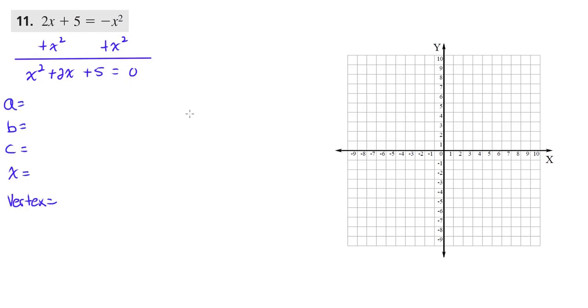Now we can go ahead and identify a, b, and c. Our a value is 1, our b value is 2, and our c value is 5. Let's go ahead and find x using x equals negative b over 2a. So our b value is 2, and our a value is 1, and we end up with negative 2 over positive 2, which equals negative 1. So our axis of symmetry is at negative 1, and we can put our dotted line there.